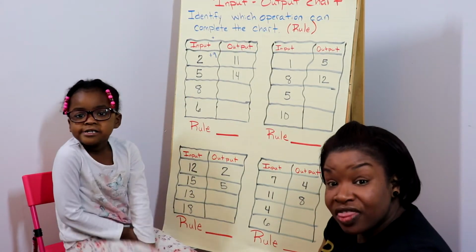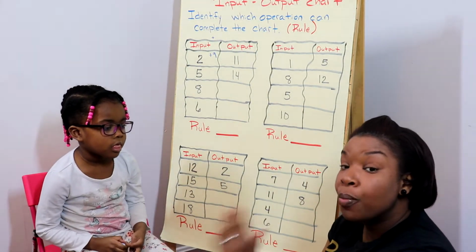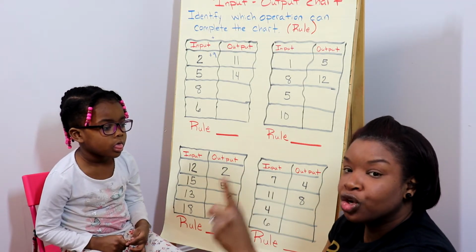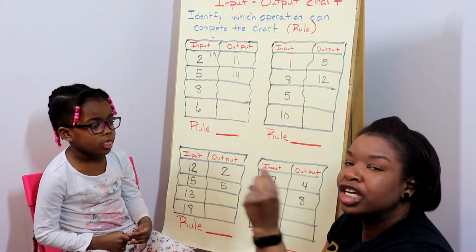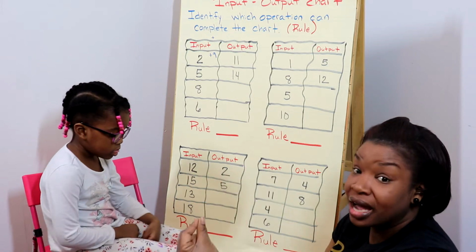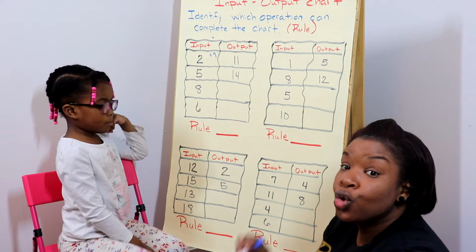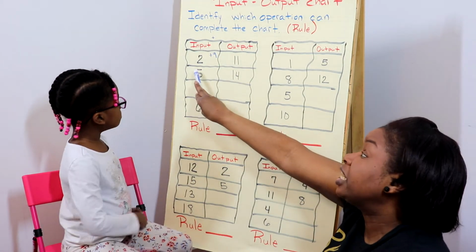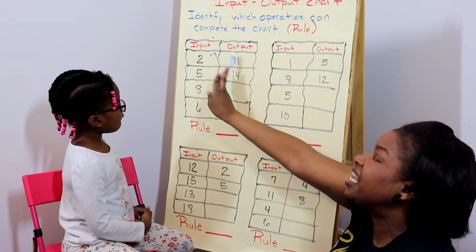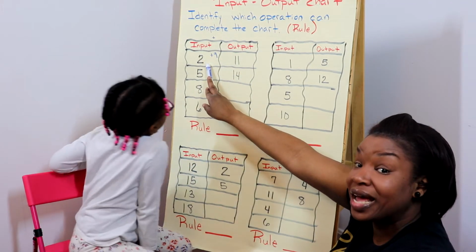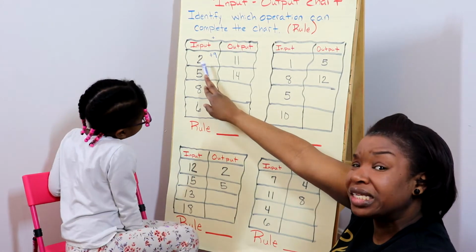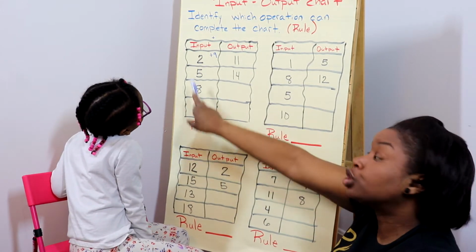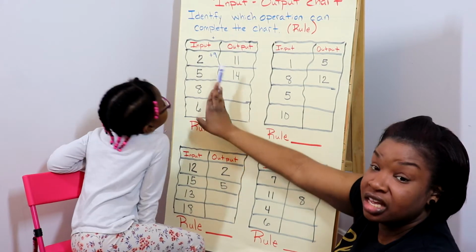But now, the one thing about the input and output charts, whatever number you find that works for your rule, it works for every single one in the box. So now, the rule must work for every single problem. So we said 2 plus 9 equals 11. So the rule is plus 9. So now we have to see if that plus 9 works for right here, and right here. So 5 plus 9 equals 14.